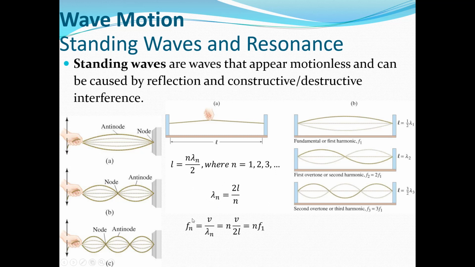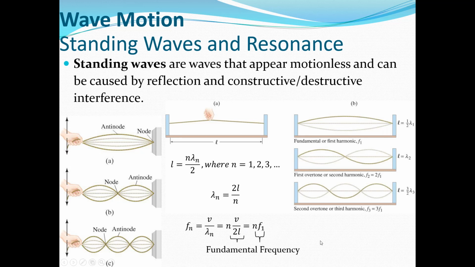Now, combining this with the velocity equation, we can get an equation for the frequency of each of these harmonics, and I get nv over 2L. Well, if I look back to this, moving this half over to here, I get that the wavelength for the first harmonic is 2 times the length, double whatever my length is. So I can take this 2L and replace this with the fundamental wavelength, lambda 1. Dividing the velocity by that gives me the fundamental frequency.